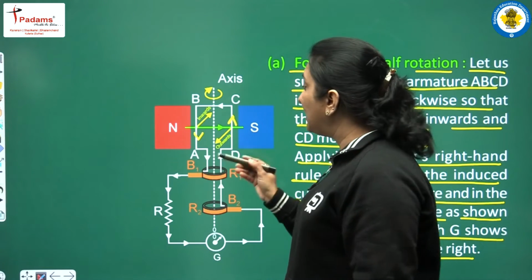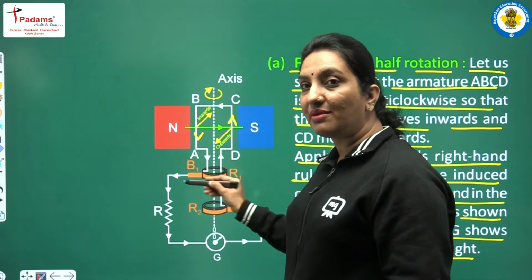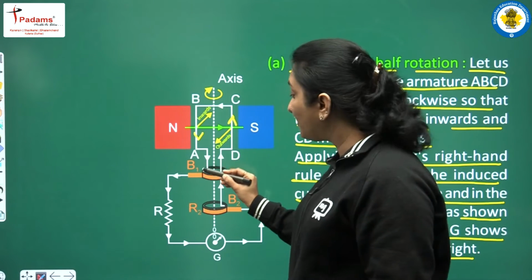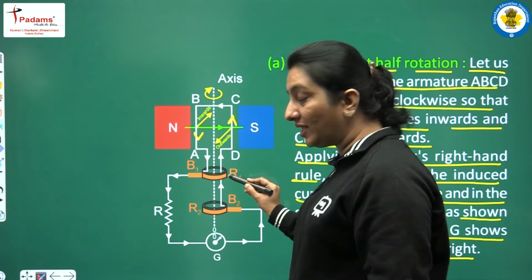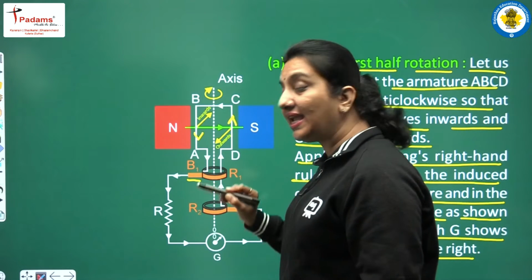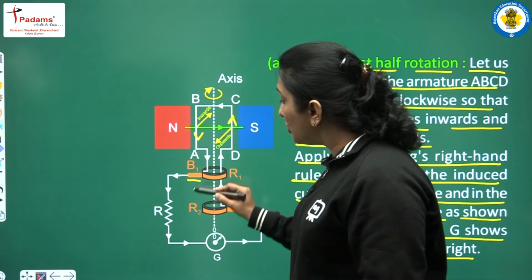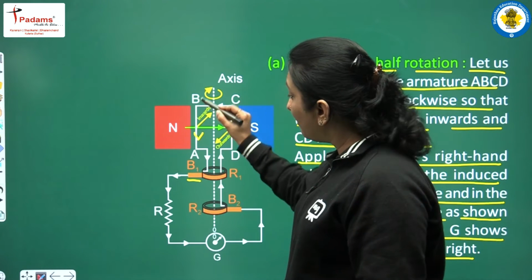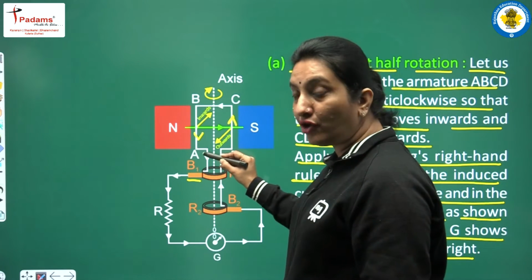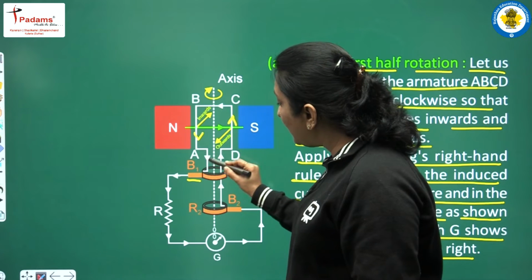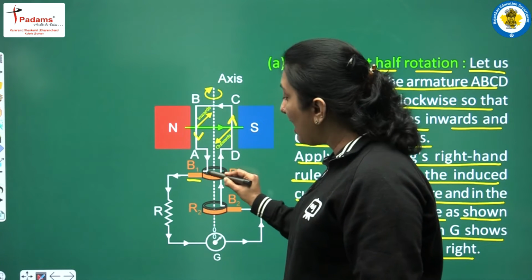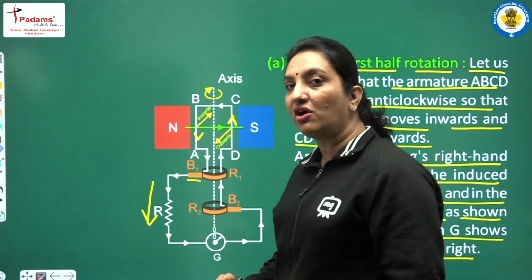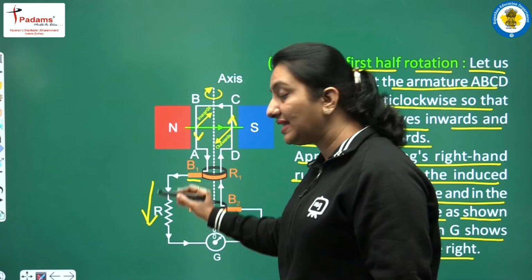So what we see is that the direction of current in the armature coil is anti-clockwise, and this arm AB is attached with ring R1, which is pressed against the brush B1. So the current in the direction BA flows from the arm AB to ring R1, and through brush B1 it enters the external circuit, and the direction of current in the external circuit is like this.